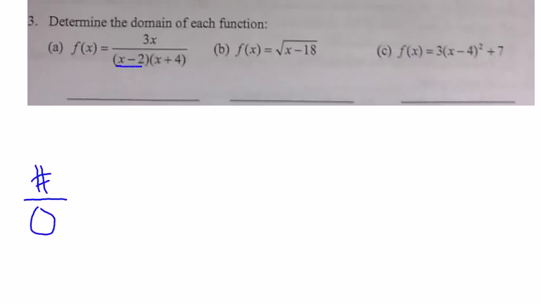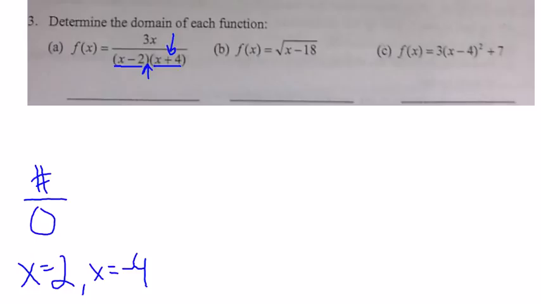If we look, it's already factored for us. I've got these two pieces right here. If I plug in x equal to 2, then I get a 0 in the bottom. If I plug in x equal to -4, then that term goes to 0, and then I'm multiplying right here. So it would make the bottom 0 again.